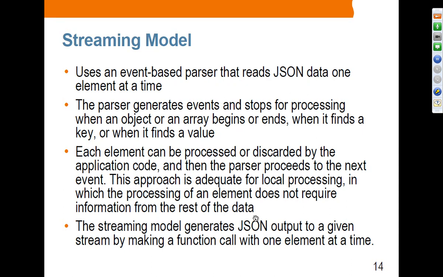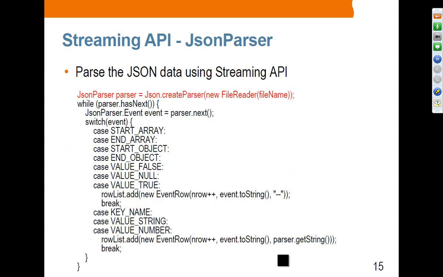So this is basically the streaming model. The streaming model generates JSON output to a given stream by making a function call with one element at a time. So let's take a look at the code. Here we are going to create a parser. We call create parser, so we are parsing a file that contains JSON data, and we get the JSON parser, and then you can call the hasNext method.